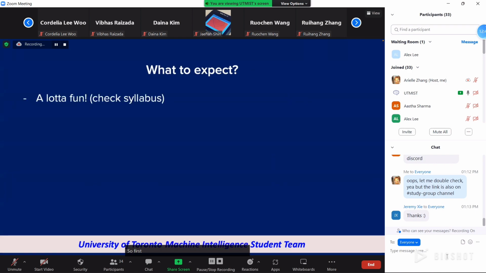Okay, let's talk more about study group. So first, you get to have a lot of fun because we actually have a lot planned for the fall semester as well as the winter semester. In detail, this course is all about neural networks. Specifically, we're going to talk about multi-layer perceptrons, convolutional neural networks, GANs, and a little bit about autoencoders. So all that fun stuff. And if any of you are interested in natural language processing, we'll also be talking about RNNs. Maybe not transformers, but we'll see on our way.